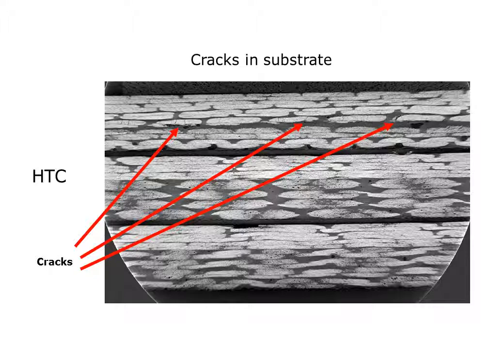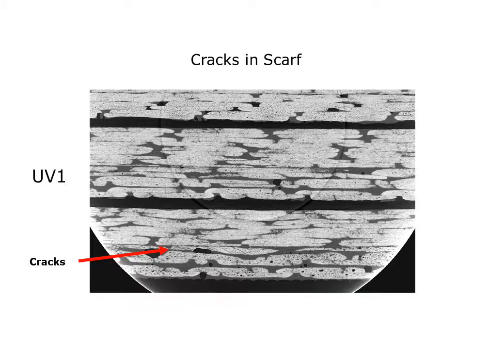Microcracks were identified in samples by inspecting virtual cross-sections through the tomographic reconstructions. Here, you can see cracks identified in high-temperature cured samples. The defects were found in the parent laminate. In handheld UV cured samples, microcracks were seen in the scarf.